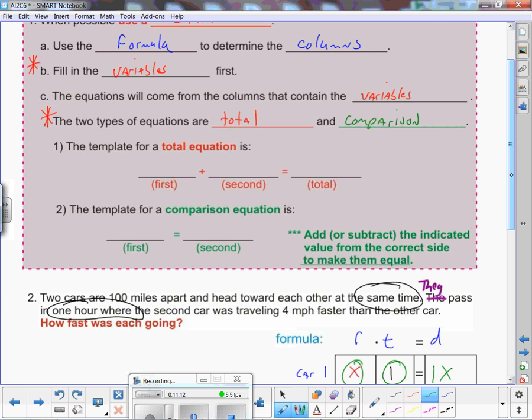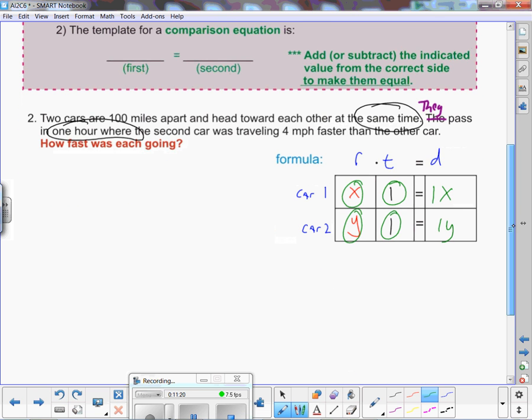The equations, look at C here, the equations will come from the columns that contain the variables. Okay, so we've got variables in the rate column and we've got variables in the distance column. I'm going to do the distance column first. And I like to label these equations. This is the distance equation.